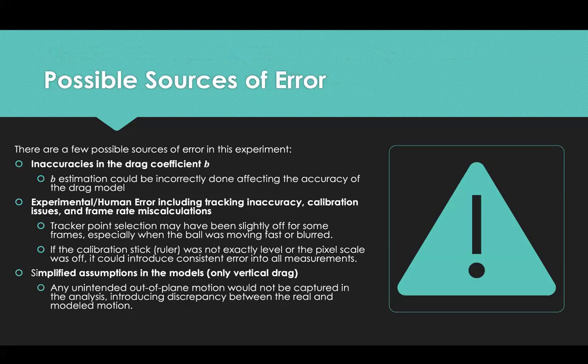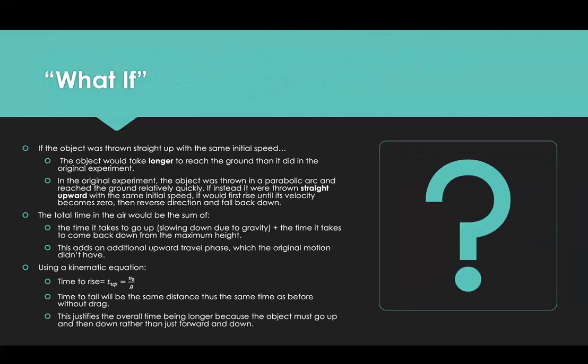Possible sources of error include inaccuracies in the drag coefficient, which is B, experimental human error on my part, which included tracking inaccuracies, calibration issues, and frame rate miscalculations. And then finally, simplified assumptions in the models, using only vertical drag.